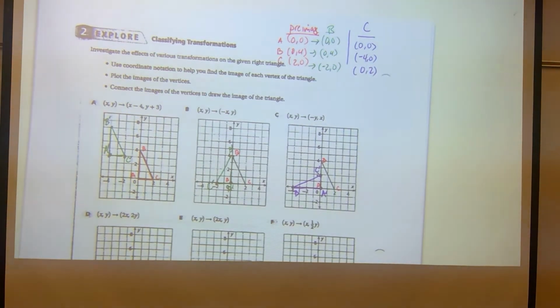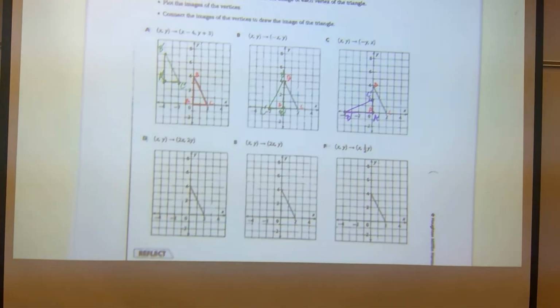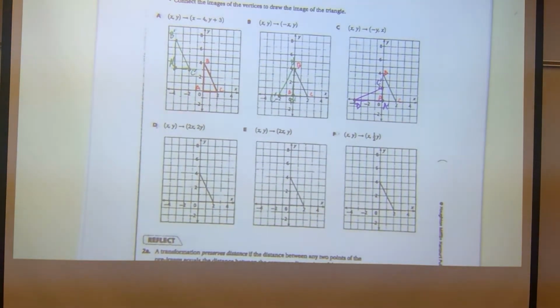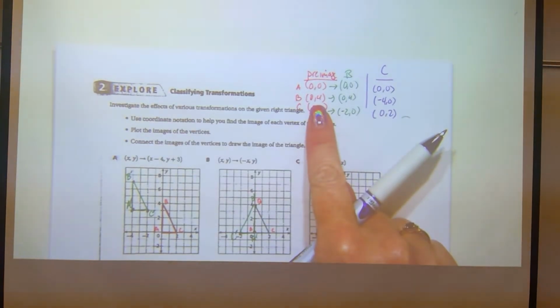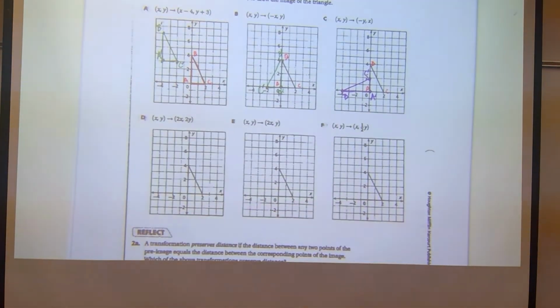All right, you guys do D, E, and F. Pause the video, do the transformations for D, E, and F, write down your list of coordinates if you need to, and then show what happens if that helps you with your graphing. Pause the video, do them, and then come back to me.